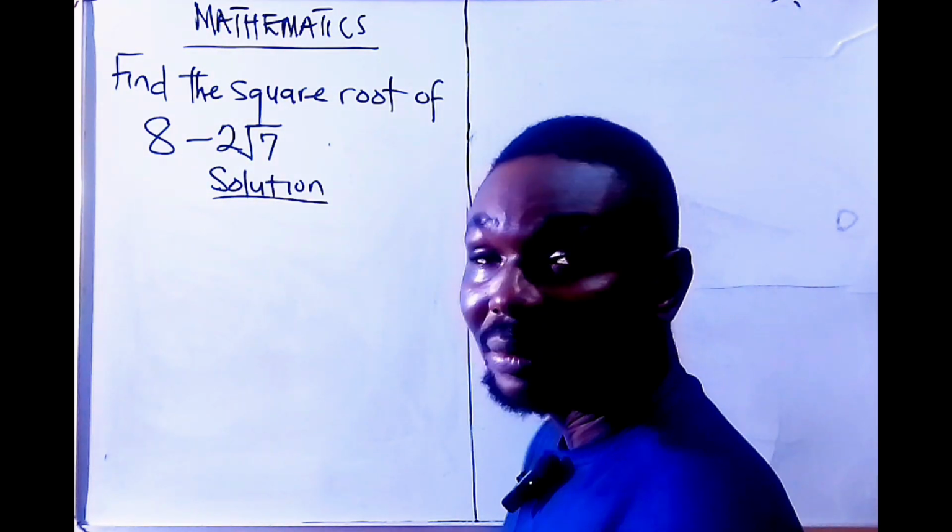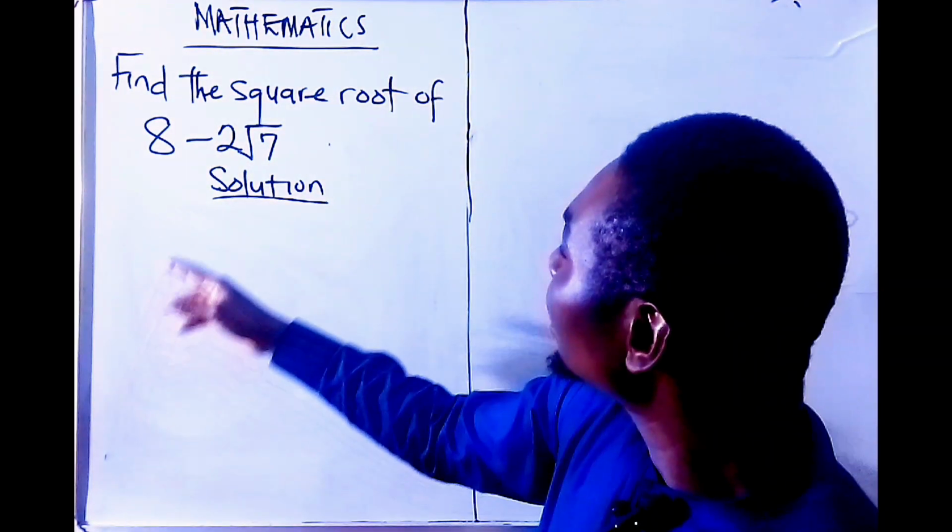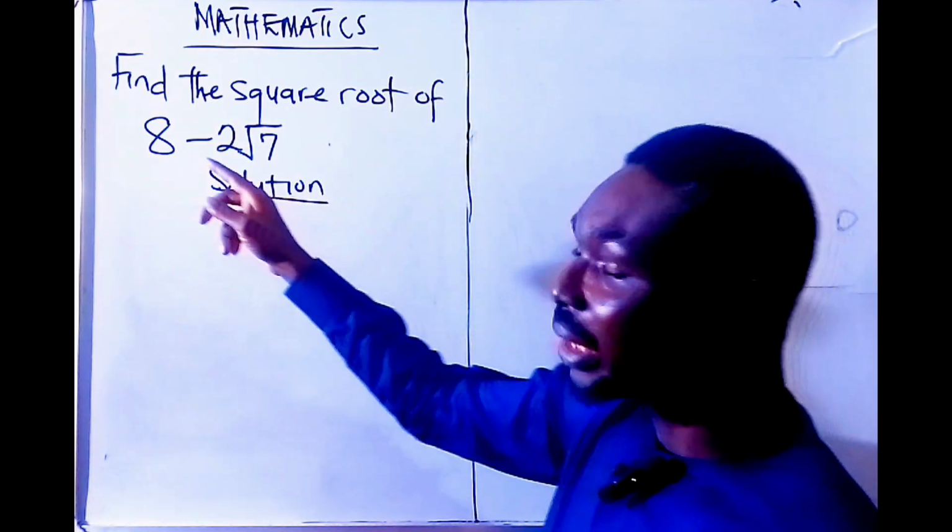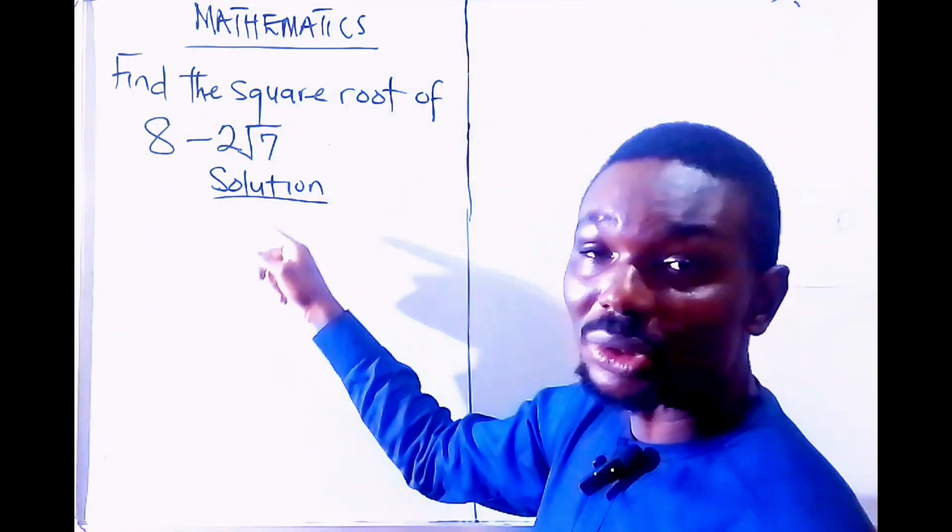Let's solve this problem. Find the square root of 8 minus 2 root 7.